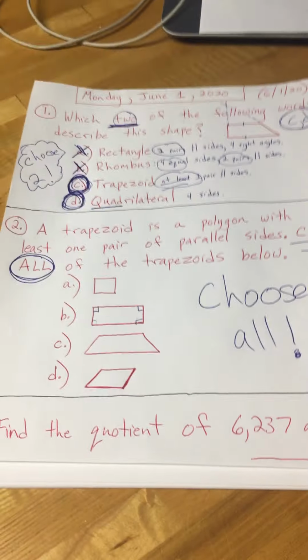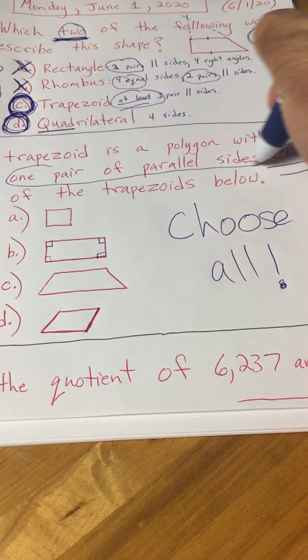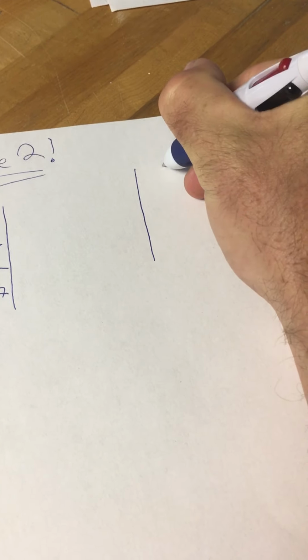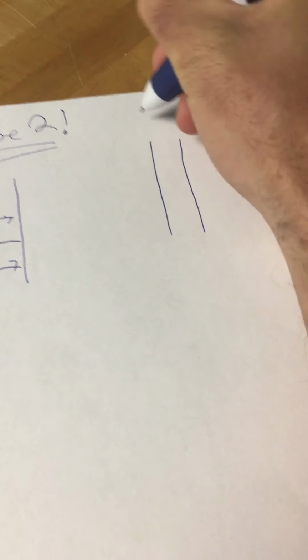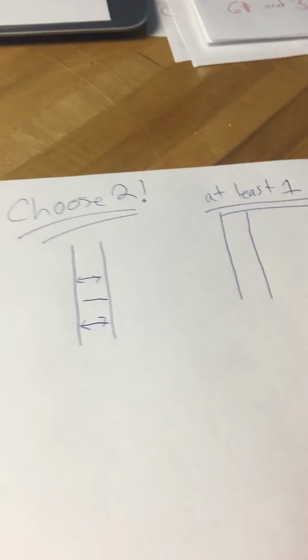So a trapezoid is a polygon with at least one pair of parallel sides. So that means it has at least one pair of sides that would never, ever, ever cross. At least one, though, means that there can be two.